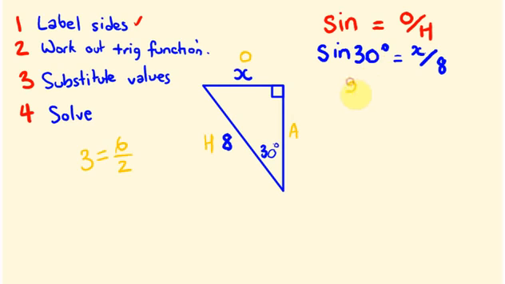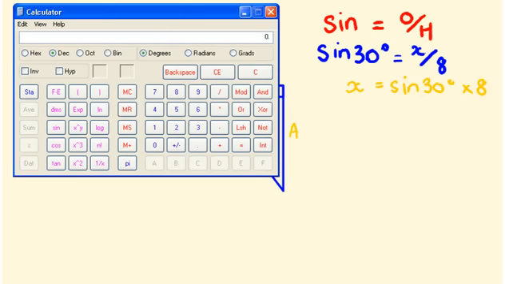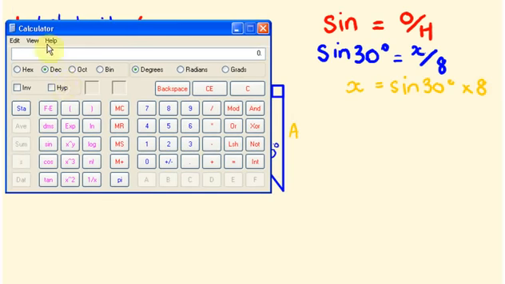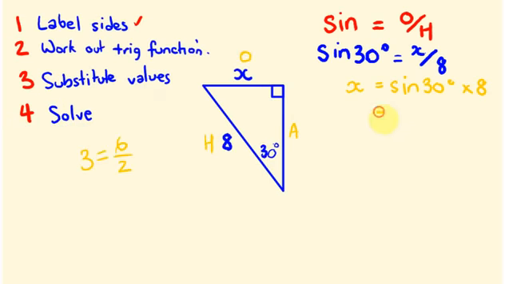Okay, so to work out x, we're going to multiply sine 30 times 8. So let's do this. You might have a scientific calculator, but I'm going to use this calculator here. Okay, so it's on the scientific mode. We'll type in 30, we hit sine, which is 0.5, times 8 equals 4. Okay, so our answer is x equals 4.